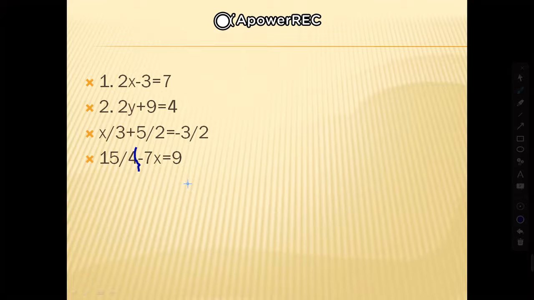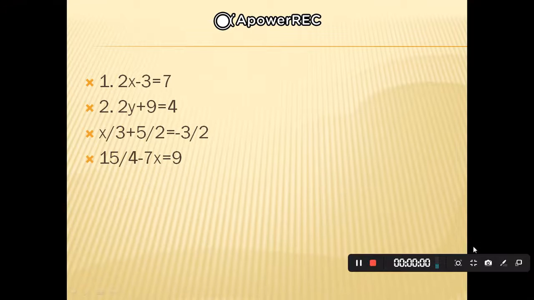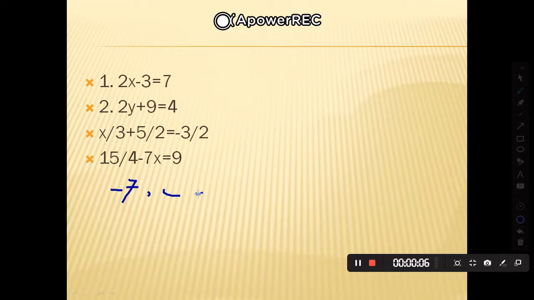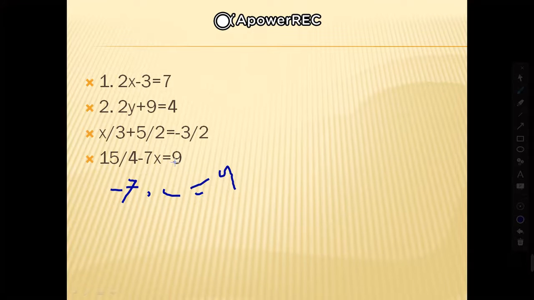The variable is minus 7x, so minus 7x is equal to 9, and this 15 by 4 will go to the other side with a minus. The signs will change if we change its place. So 9 by 1, now we have to take the LCM. The LCM of 1 and 4 will be 4. Here 15 by 4 we don't need to change, but here we have to. So 4 nines are 36, 36 minus 15 will be 21. So minus 7x is equal to 21 by 4.